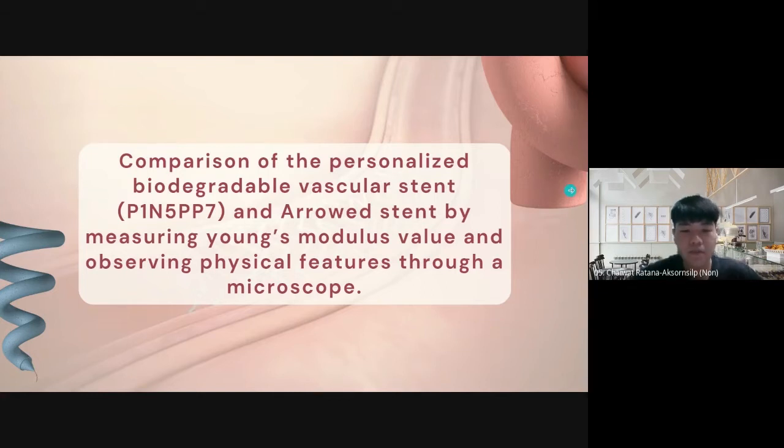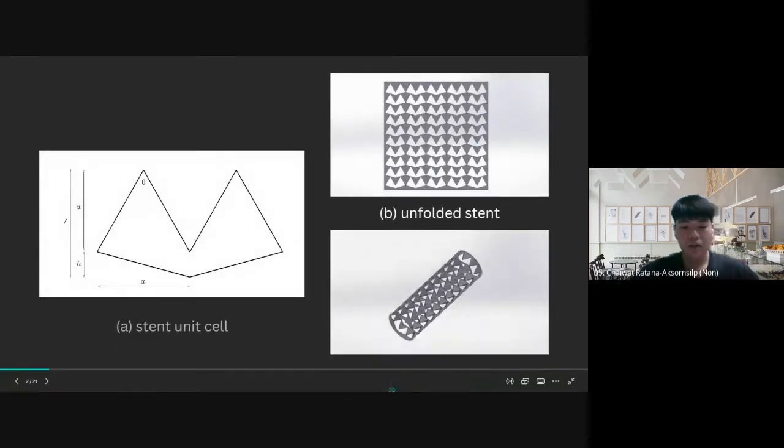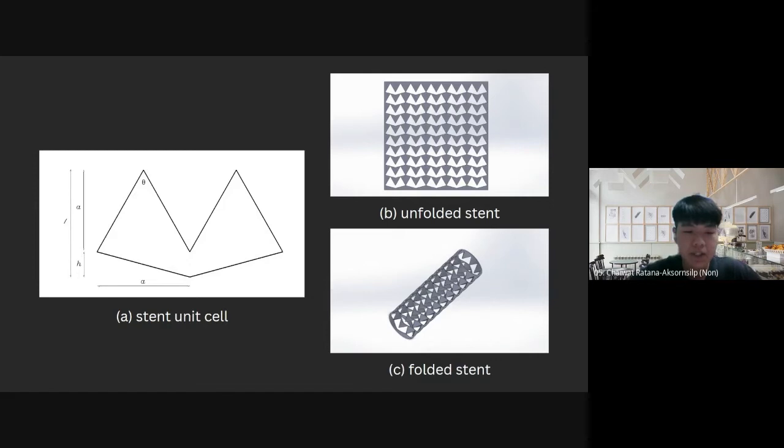Next, and here is our prototype design that we have designed for our stent. Next.